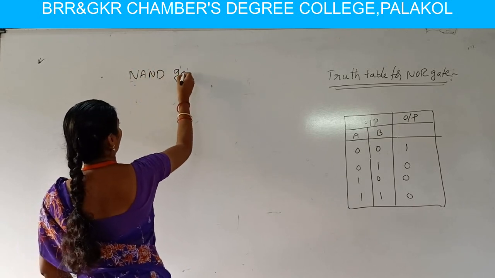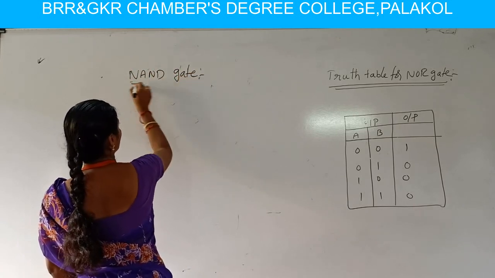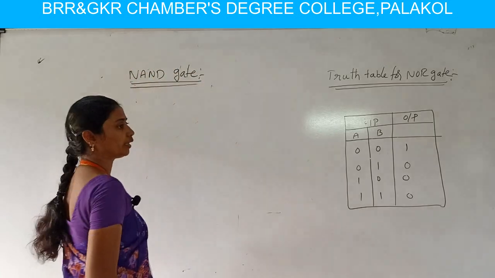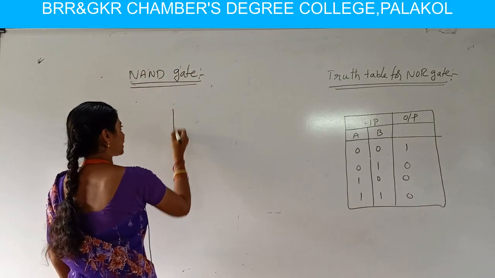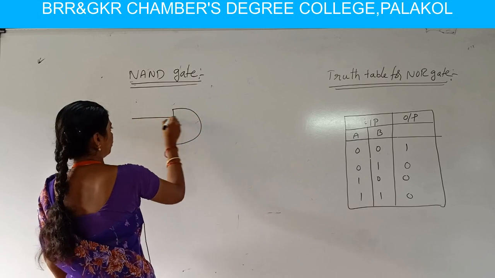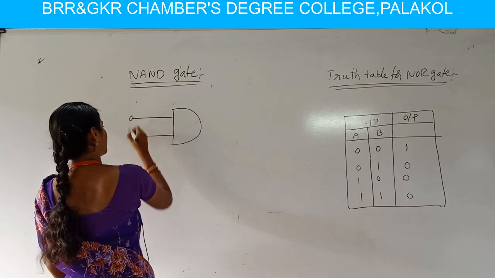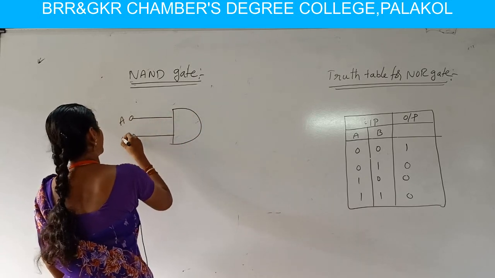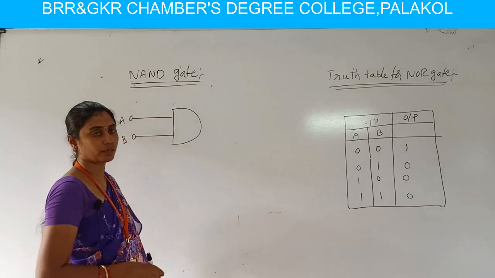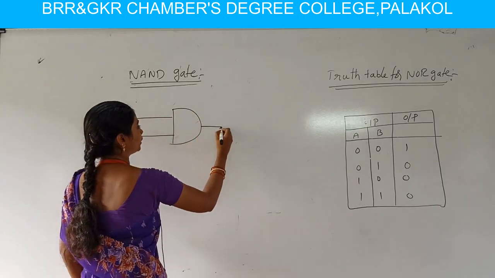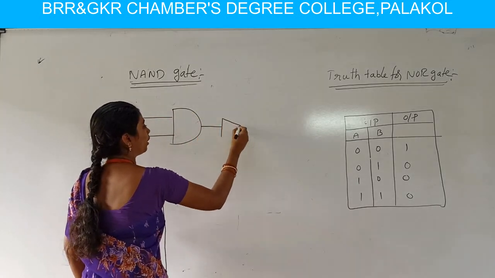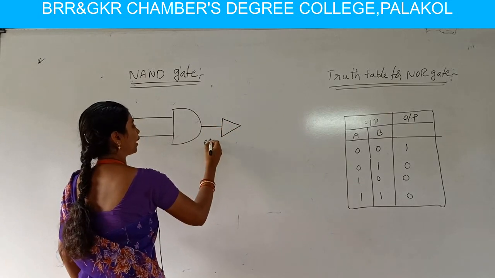In a similar manner to the NOR gate, we construct this NAND gate. Here we know the AND gate symbol. The AND gate has two or more inputs. We consider a two input AND gate. Here A is one input and B is the other input for the AND gate. The output observed from this AND gate is nothing but A dot B.